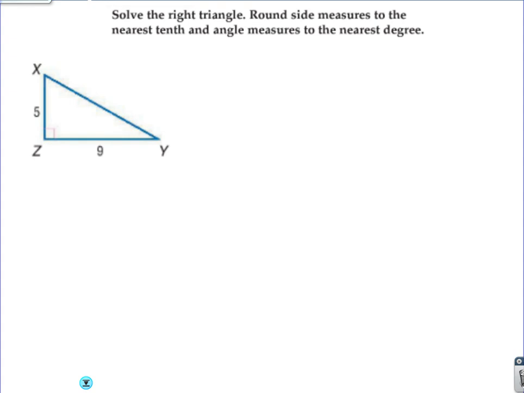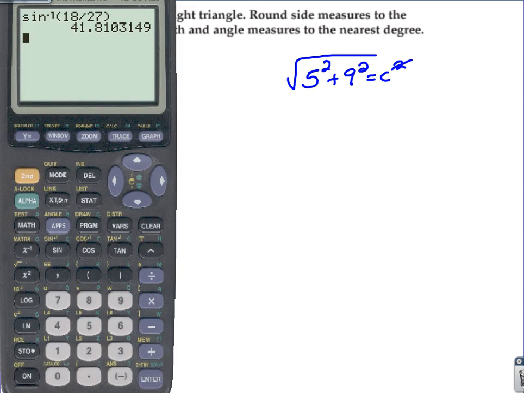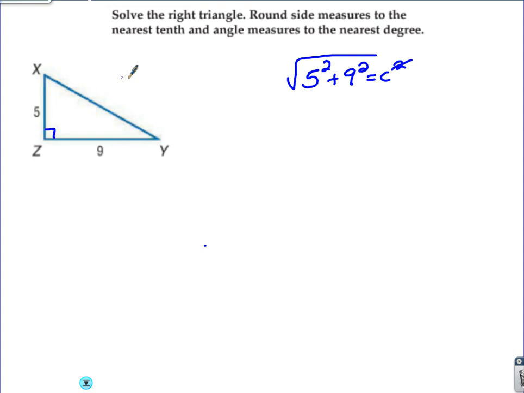Let's go ahead. The easiest one is, well, did they tell me to solve the last one? No, they just said find an A on that one. The easiest one here to find is the hypotenuse. A squared plus b squared equals c squared. To get rid of a square, square root the whole thing, and type it in as the square root of 25 plus 81. That gives me 10.29, or 10.3. Round each side length to the nearest tenth, so yeah, 10.3.